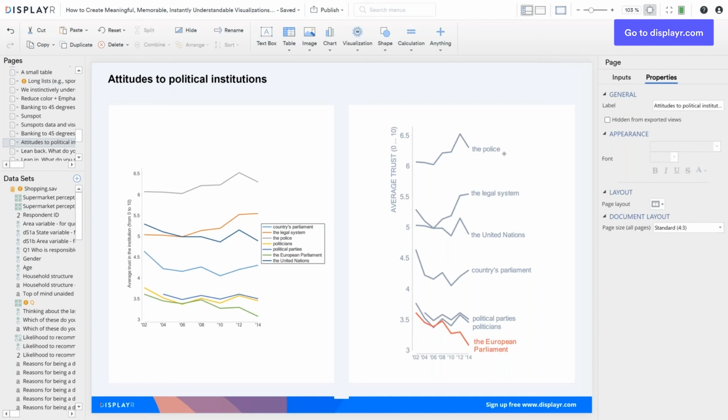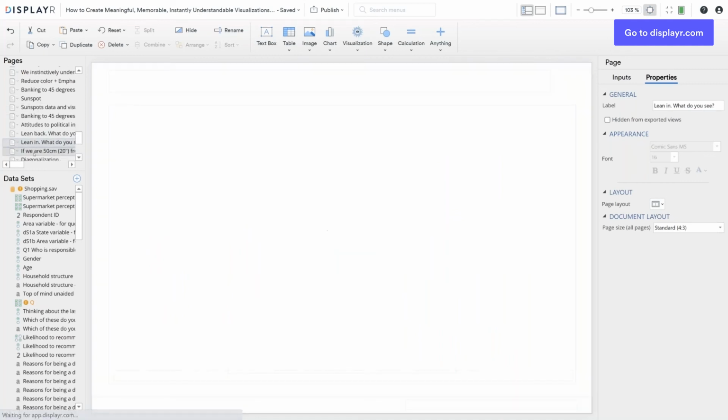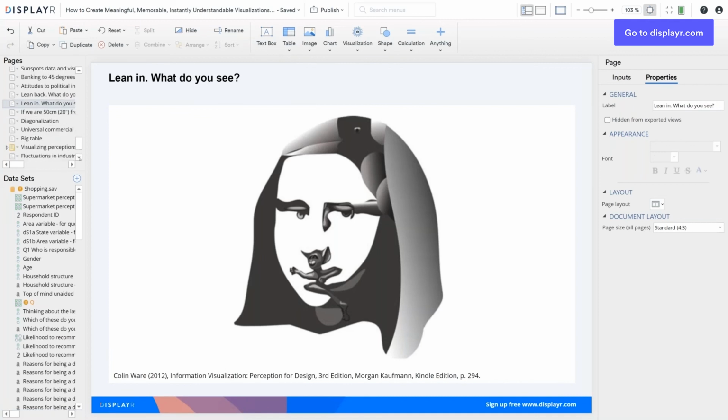But back to banking. Why does banking work? Here's my theory. I want you to lean back. What can you see? Now I want you to lean in, all the way in, so your nose is touching your screen. What do you see? That's right, there's a gremlin. Well, to the right, there's a toucan with a really big claw.